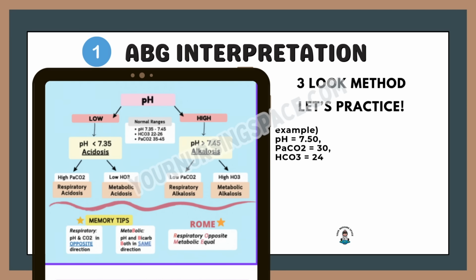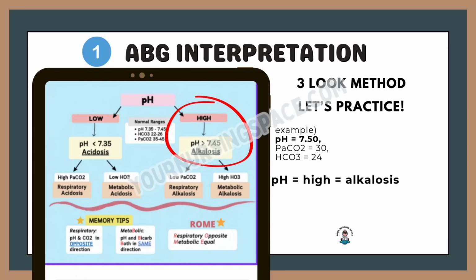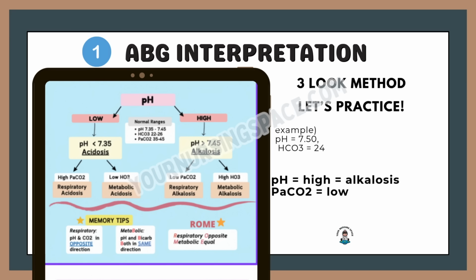pH is 7.50, CO2 is 30, and bicarb is 24. Step 1, look at your pH. pH is higher than normal range 7.45, so it's alkalosis. Step 2, you look at CO2 level, and it is lower than normal range 35 to 45.